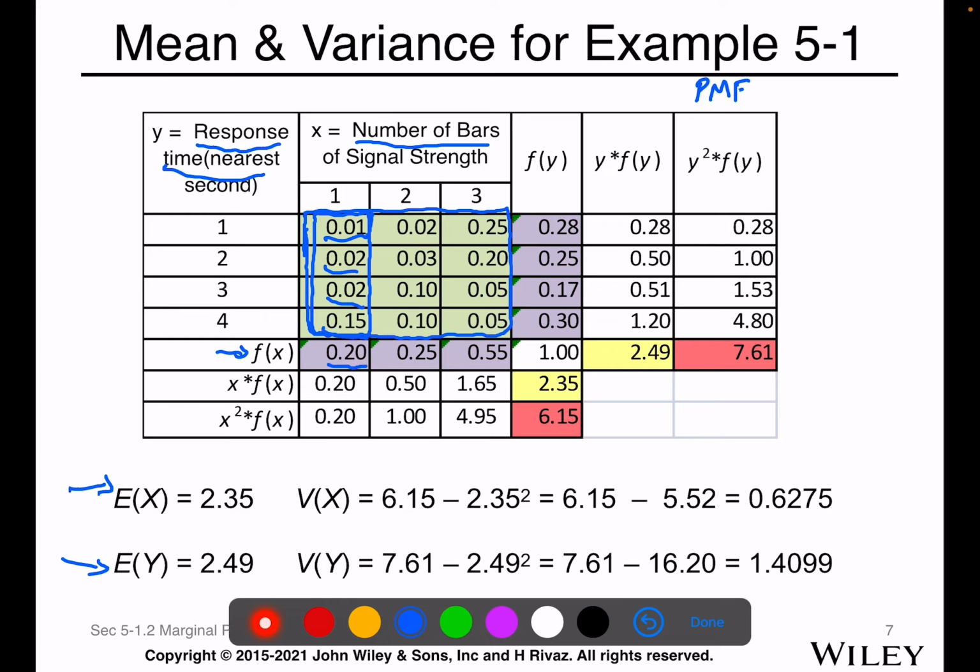So what does this number mean? It means that this is the probability of having one bar on your cell phone. Remember, when I describe this, I don't care about the response time. I don't mention the response time at all. I mentioned that 0.2 is the probability of having one bar on your cell phone. That's the meaning of the marginal distribution. It means that we only care about x. And so forth, we calculate for x equal to 2 and for x equal to 3.